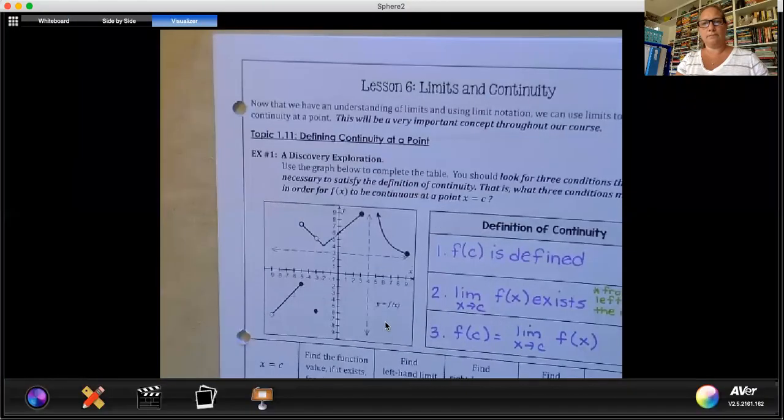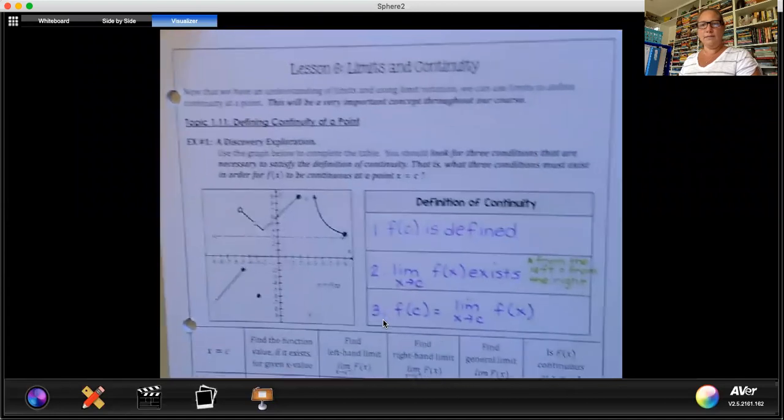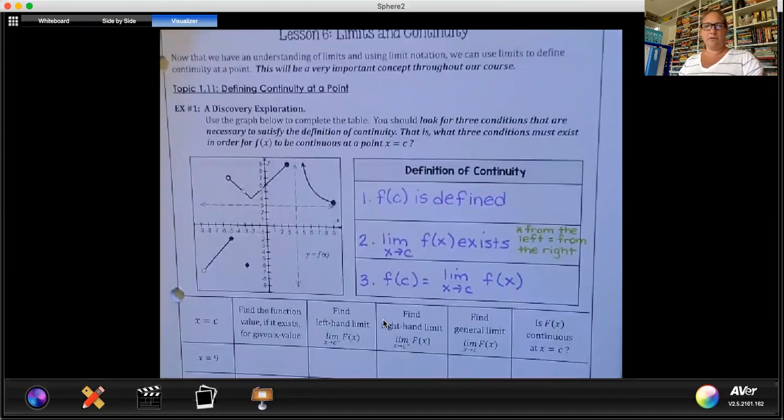Hey guys, today we're going to do lesson 6, limits and continuity. As we get started, we need to know the definition of continuity. There are 3 different characteristics that all together end up making a function continuous.